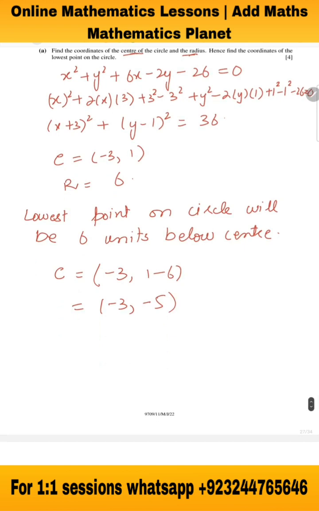Okay, so let's suppose this is a circle and the center of the circle is here. So the lowest point on the circle will be here, which is 6 units below center. So we only need to change the y coordinate. We don't need to change the x coordinate because it will remain the same.